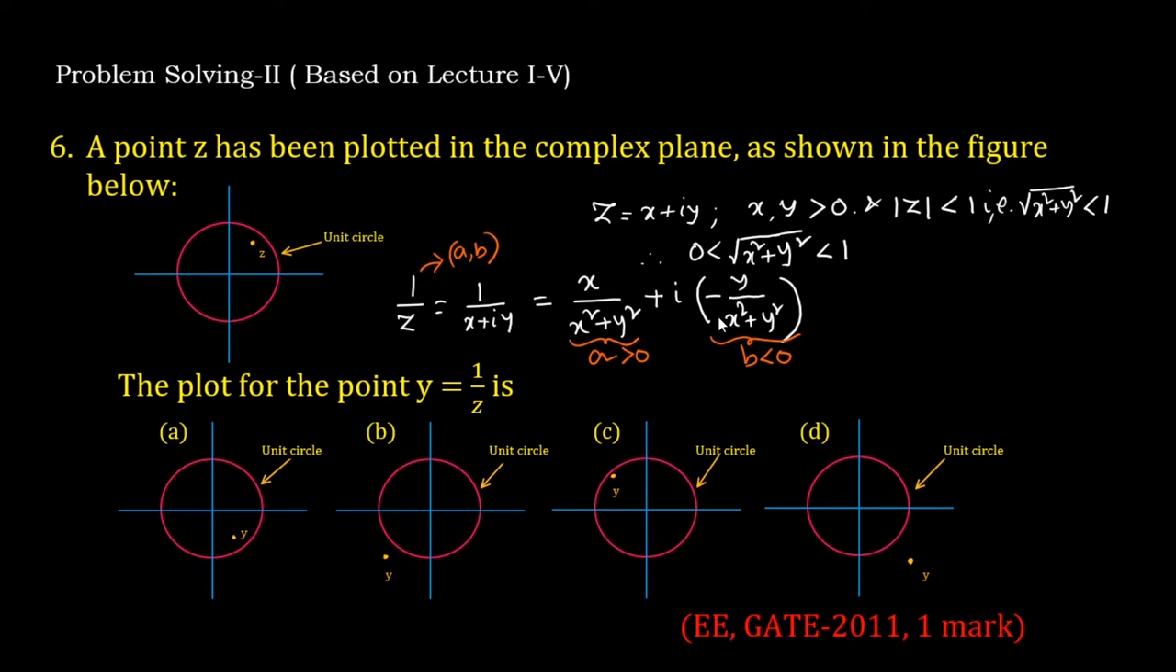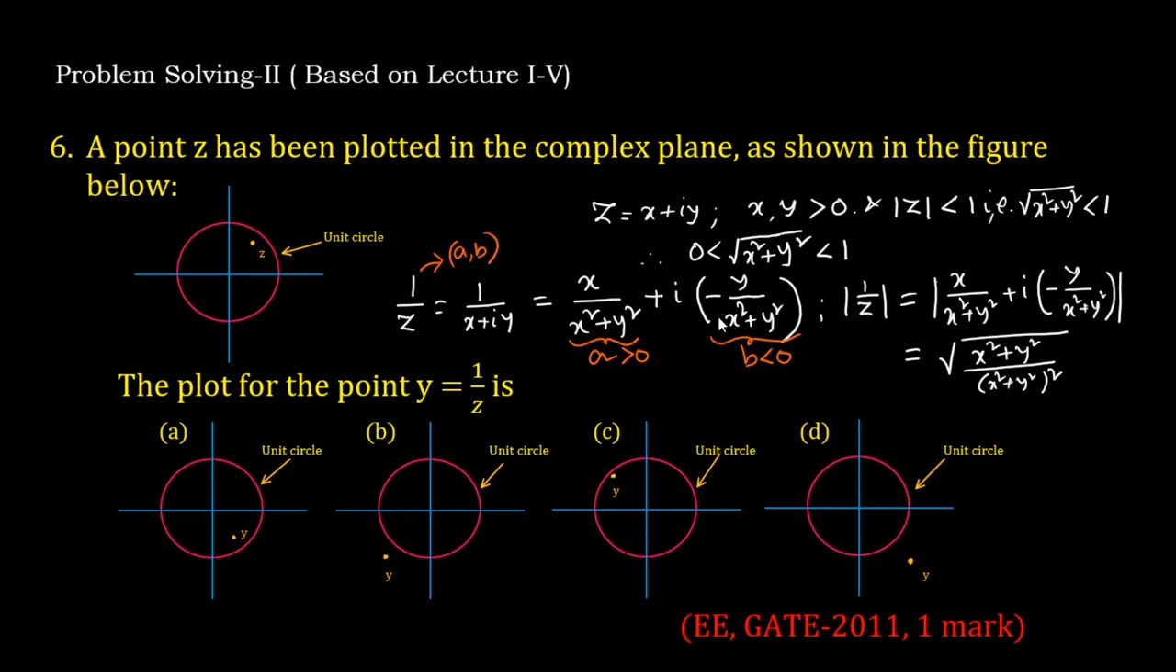For that, we need to find out what is mod of 1 divided by z. Now mod of 1 divided by z will be simple. Mod of x divided by x square plus y square plus i into minus y divided by x square plus y square. If you apply the formula for mod, this will be square root of x square plus y square divided by x square plus y square whole square. So that means this will be equal to 1 divided by square root of x square plus y square. Pretty simple. So mod of 1 by z is equal to this.